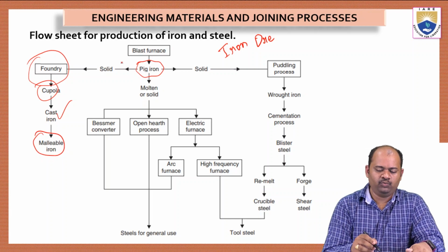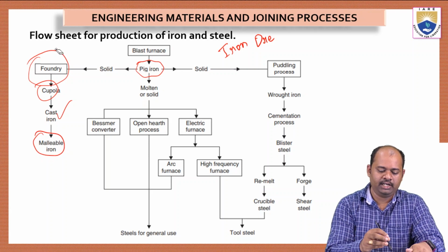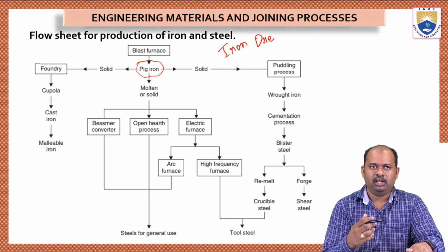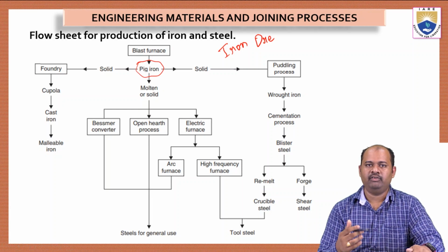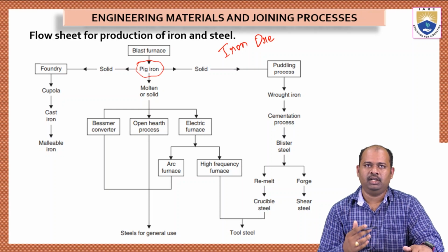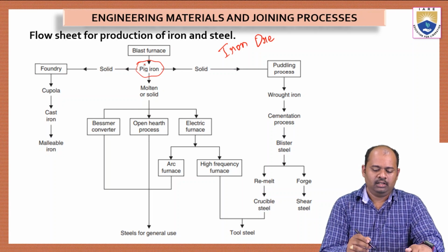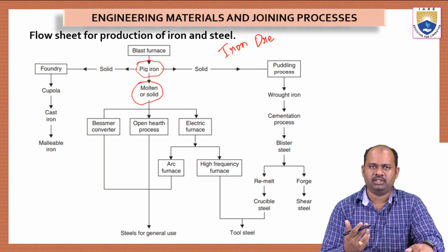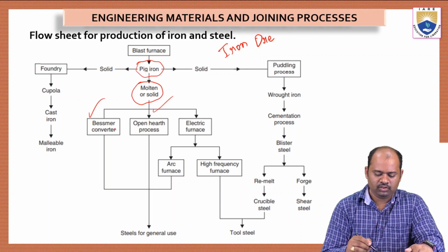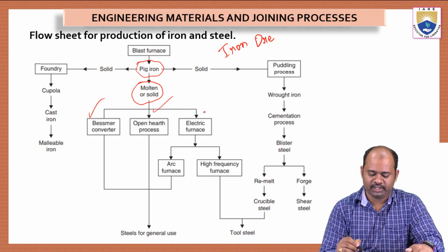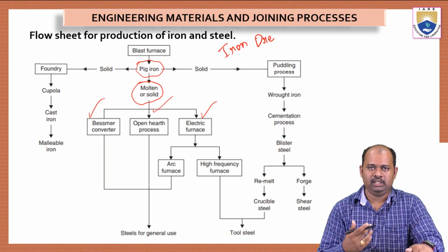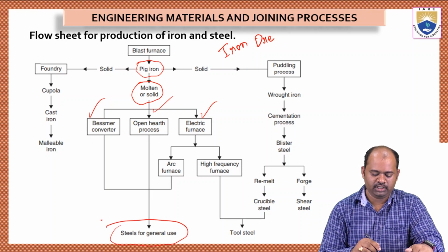Okay, and this is one process. We have taken the pig iron and kept it in a furnace, and from there taken it to the cupola furnace, and after processing we got cast iron, and with even further processing we will get malleable iron. And if the pig iron, whether melted or in solid form, is taken into different processes, we have three processes here: the Bessemer converter, the open hearth process, and the electric furnace. All these processes will give you steels which are used for general purposes.